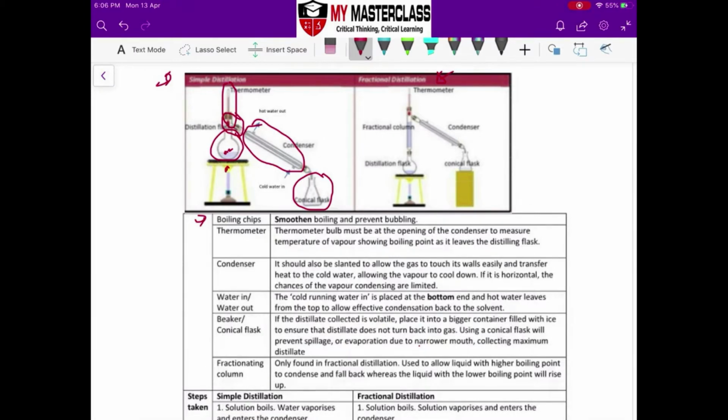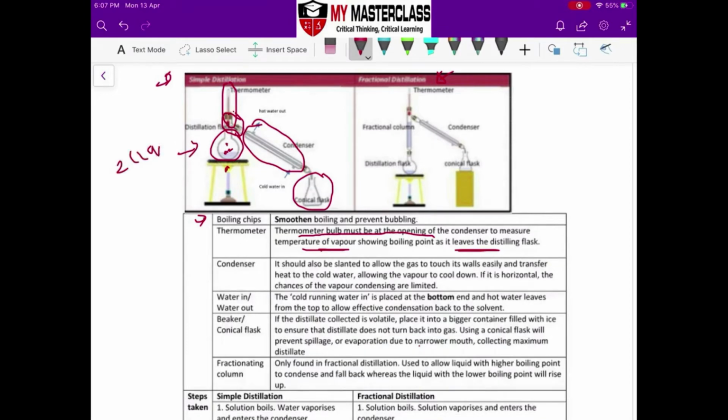The thermometer bulb must be placed at the opening. The bulb cannot be too low, because if it's too low, you are measuring a lot of direct heat from the burner. It cannot be too high. Why is it so? It's because this bulb is measuring the temperature of the vapor that is leaving the distillation flask and entering the condenser. So what's going to happen here if, for example, I have two liquids?